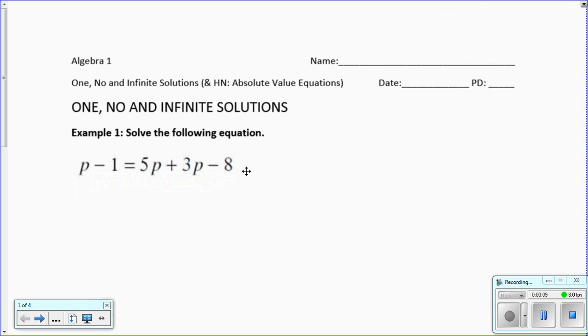I didn't do a title page because I was just trying to make it quicker. Today we're focusing on one, no, and infinite solutions, and we are also covering the honors topic of absolute value equations.